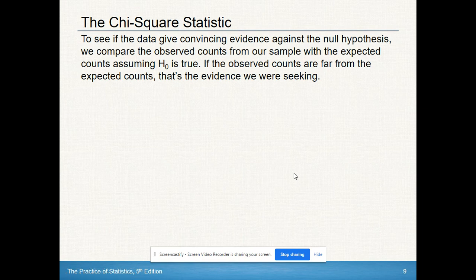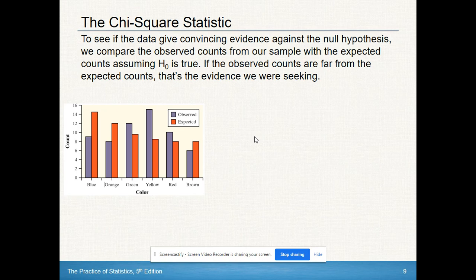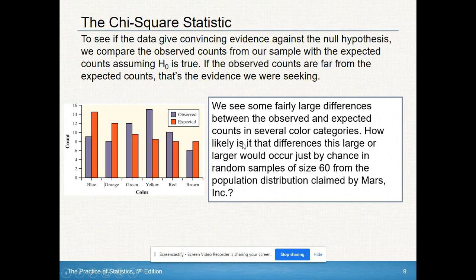So, to see if the data can give convincing evidence against the null hypothesis, we compare all the observed amounts with the expected amounts. You could look at a graph like this, and you can see that there are some similarities and also some differences. Like I said, we see some fairly large differences between the observed and expected counts in several color categories. So then the question is, how likely is it that these differences, large or small, would occur just by chance?